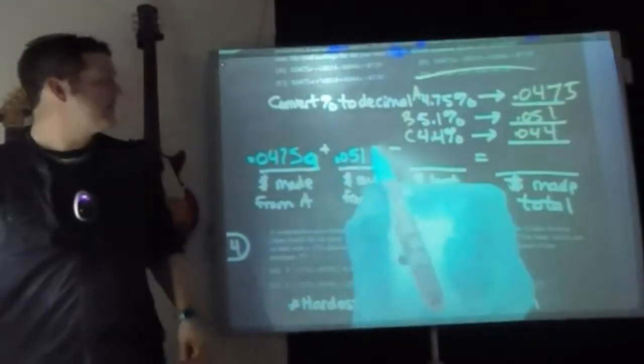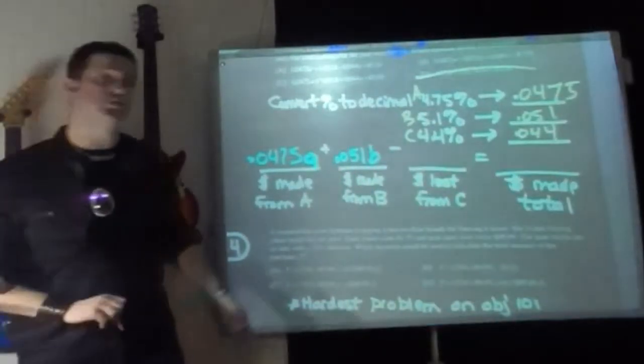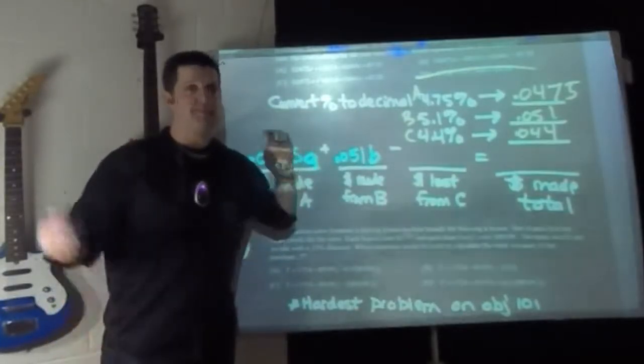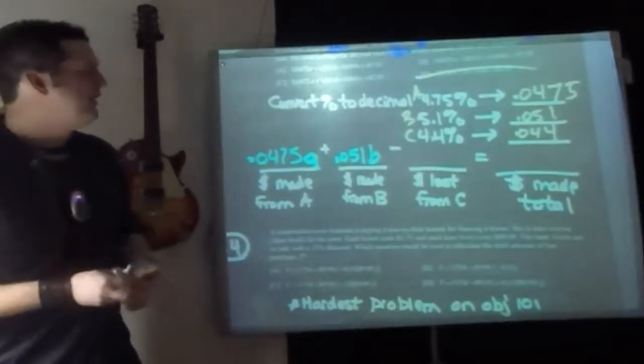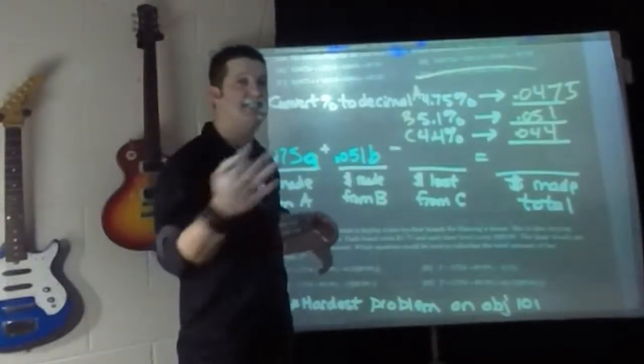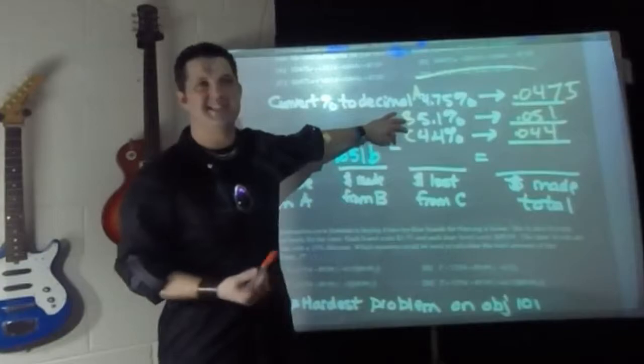0.051 times the amount of money he put into the B account, which was B dollars. We don't know how much. This is a real generic situation here. Now, because he lost in C, there's a minus sign right here.